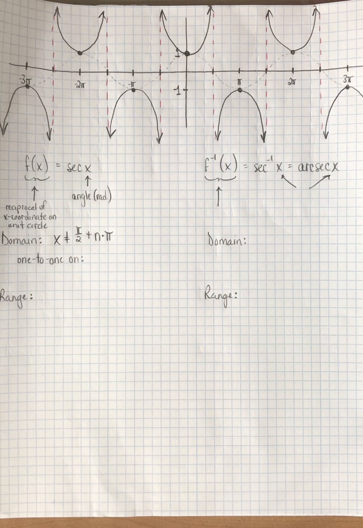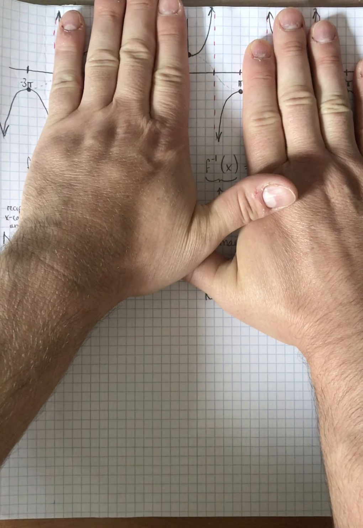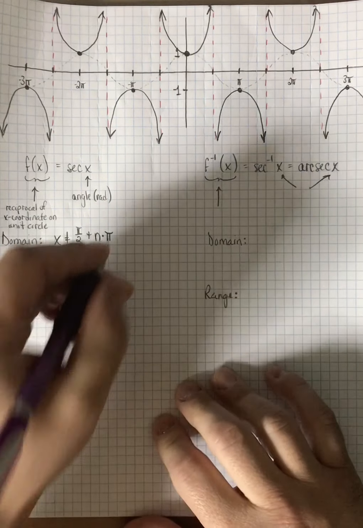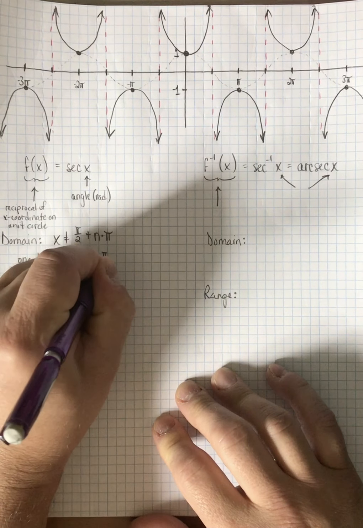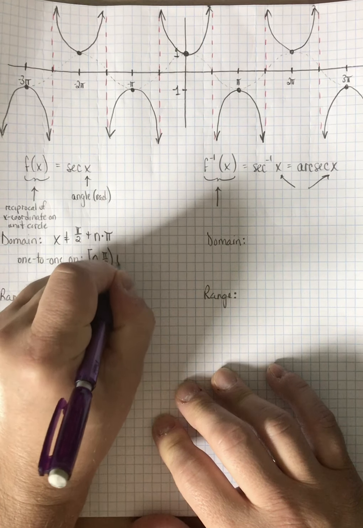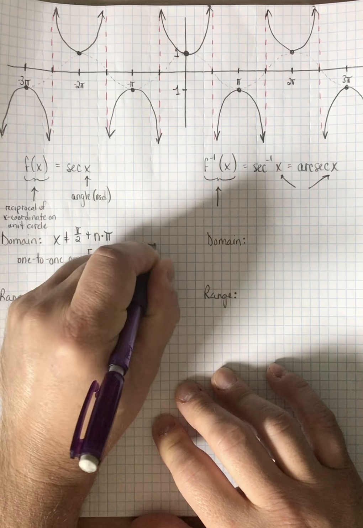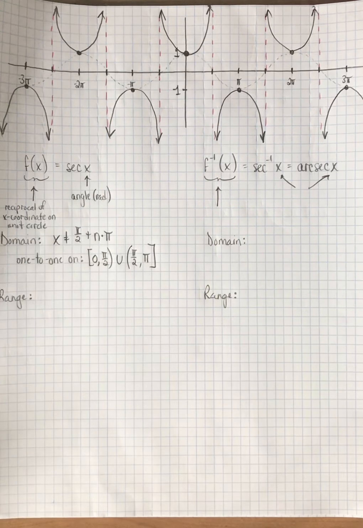Now, however, as we saw, the restriction for cosine would be from 0 to pi. We do, however, need to acknowledge that in the middle of that is an asymptote. So, in order to make the secant function 1-to-1, we can go from 0 up to, but not including, pi over 2, and then a separate section after pi over 2, but not including it, all the way up to pi. So it's that same 0 to pi interval that cosine is restricted to, but excluding the pi over 2 in the middle of it.